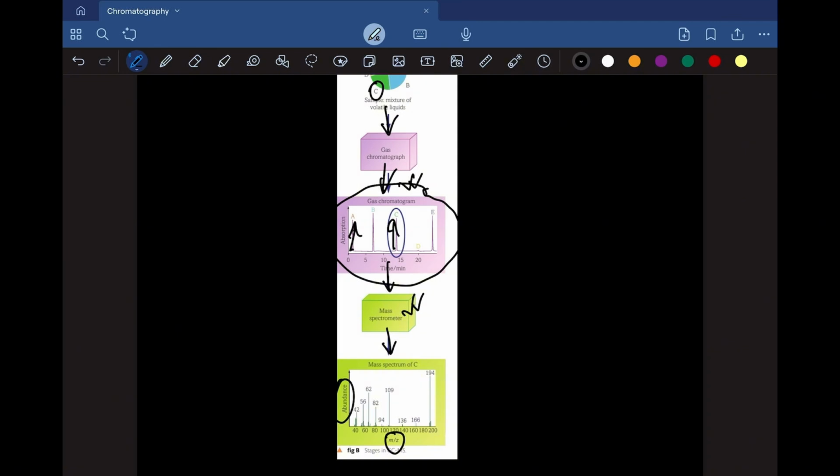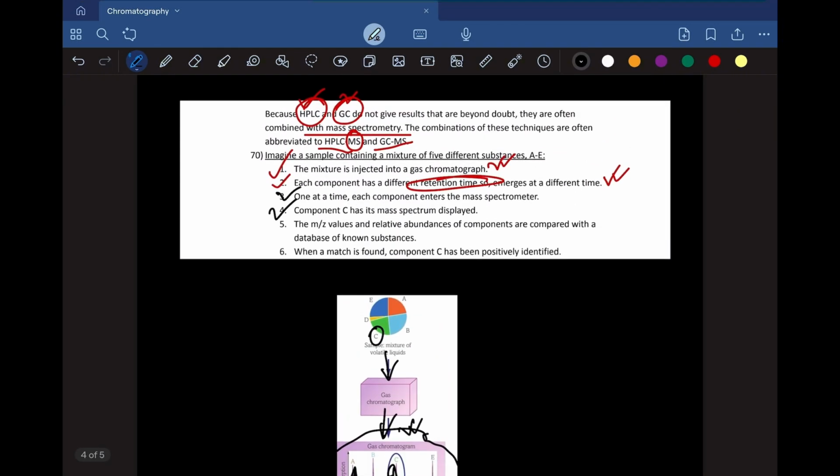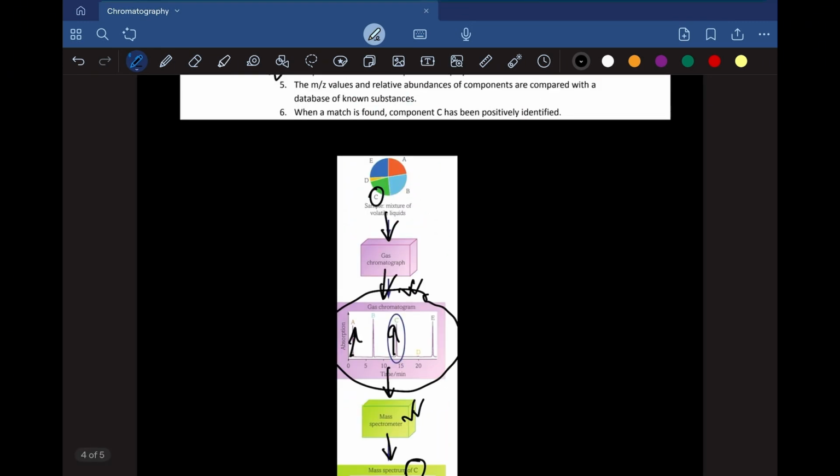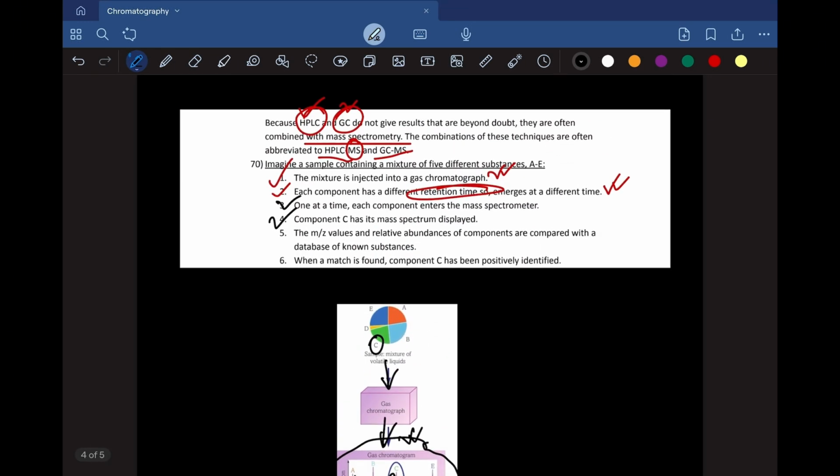And according to that, let's say the mass spectrum of component C is 109. So we will compare this 109 mass to charge ratio and abundance in the data booklet. We will have a data booklet. If the data booklet shows that a component with a value of 109 is, let's say, helium, so we can understand that yes, we have got helium as component C. So this is how we will be able to compare the mass spectrometry with the data booklet.